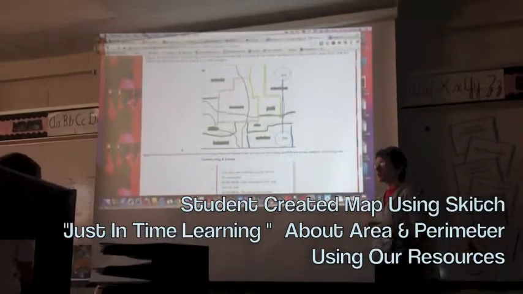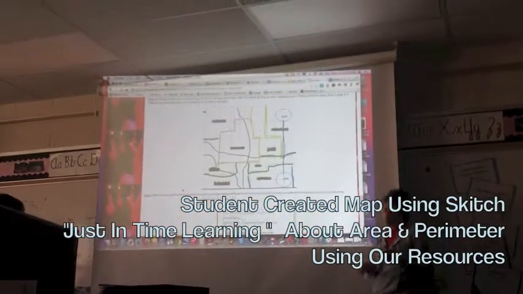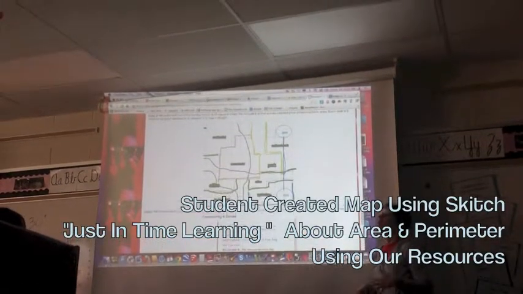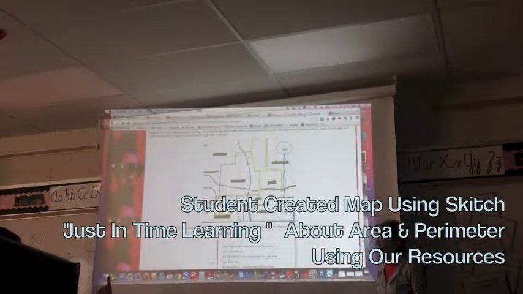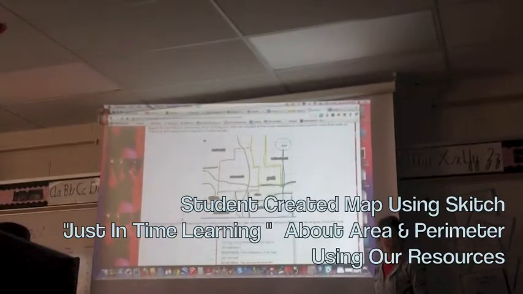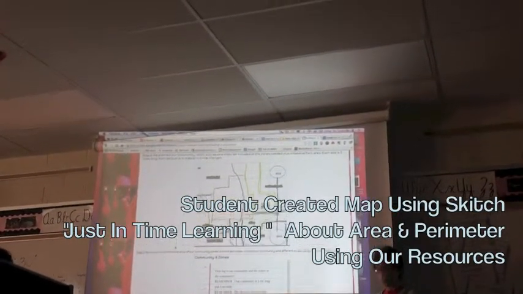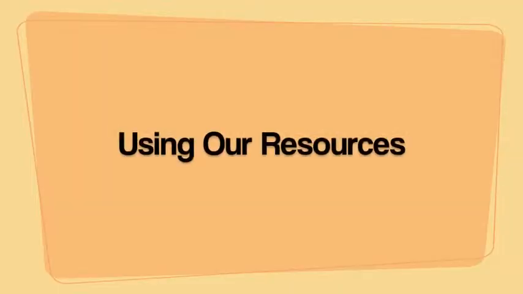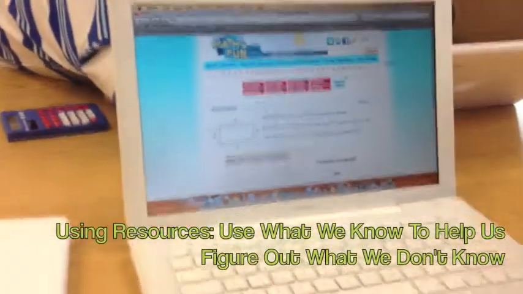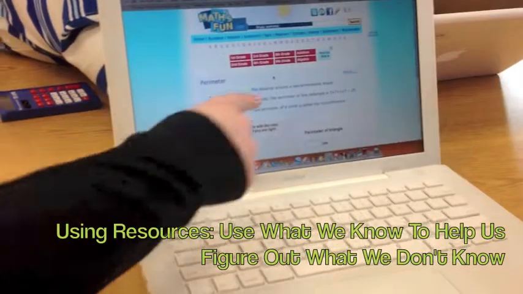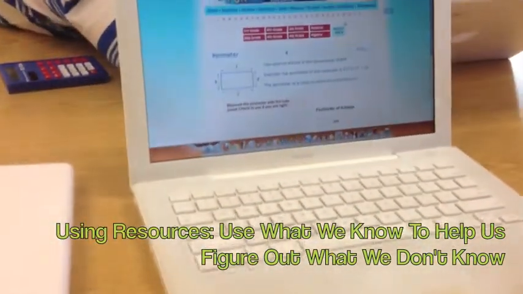Now some of these words might sound familiar. Area might sound familiar. Perimeter might sound familiar. You might be saying, no, not a problem, right? Because we have resources that we can use. So Nate, show us where the definition for perimeter is. Right there. Okay, read it for us. The distance around a two-dimensional shape.